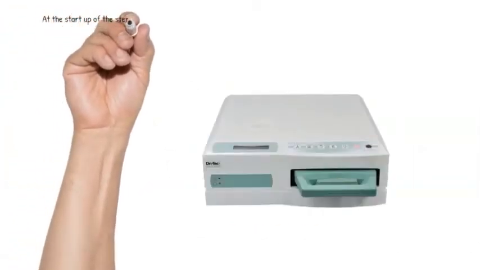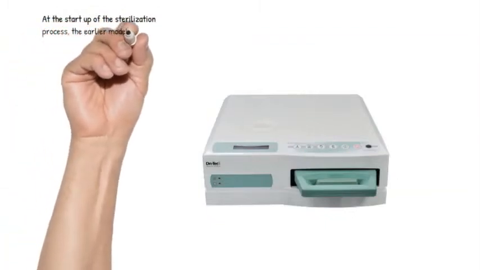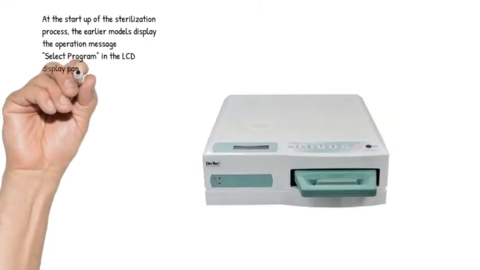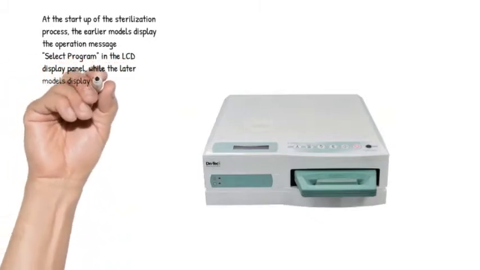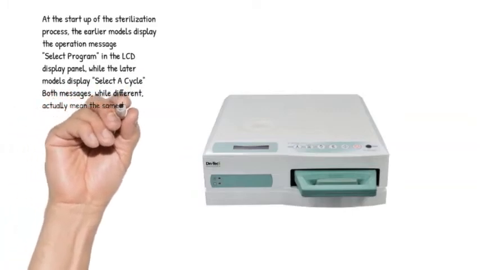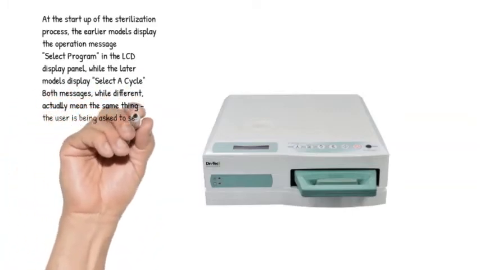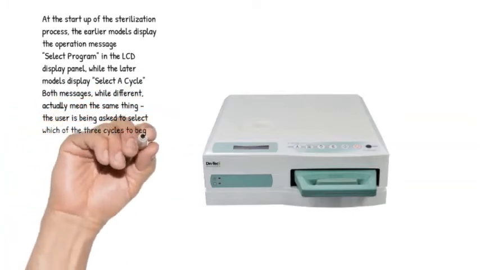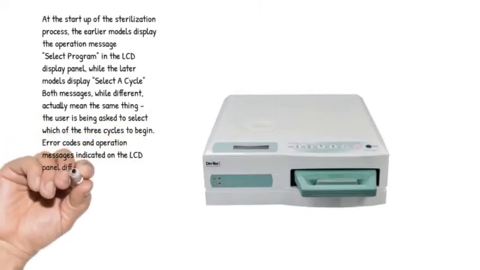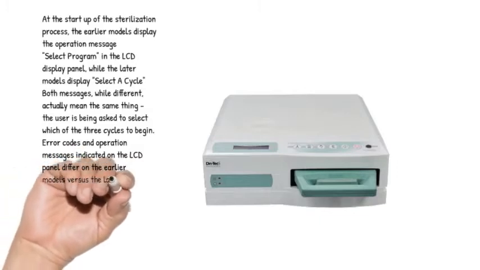At the startup of the sterilization process, the earlier models display the operation message select program in the LCD display panel, while the later models display select a cycle. Both messages, while different, actually mean the same thing: the user is being asked to select which of the three cycles to begin. Error codes and operation messages indicated on the LCD panel differ on the earlier models versus the later models.